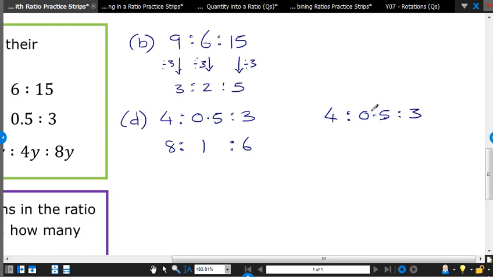So I said multiply by 2, that becomes 1, but maybe you didn't see that. You just want to get rid of this decimal, multiply by 10. So we have to multiply them all by 10. 4 times 10 is 40.